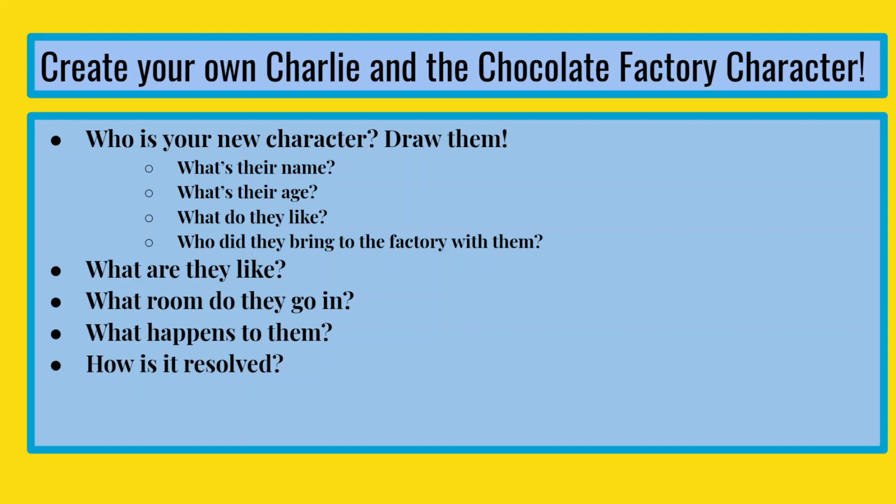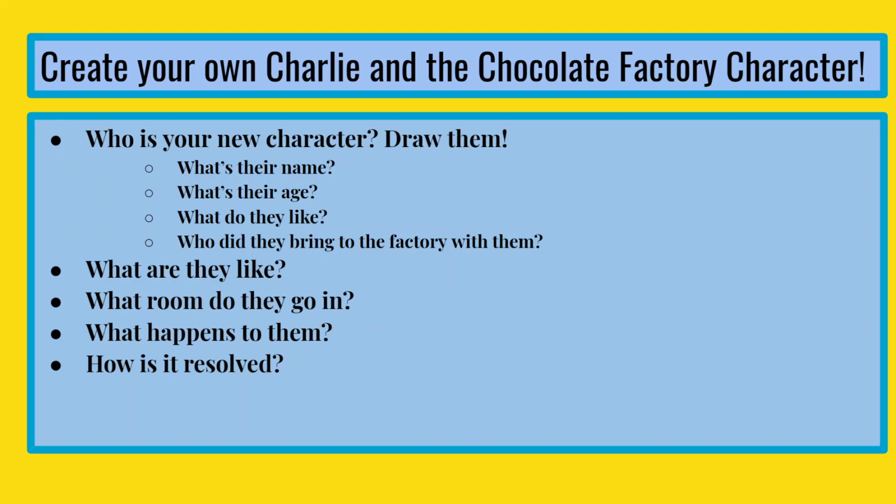So what room do they go in? Okay, because obviously something bad's going to happen. We've got Violet eating that gum and going really big and turning violet and turning into a blueberry. What's going to happen to your character? What type of room do they go in? Mike TV goes into the room where he gets transported through the air and turned really tiny into the television.